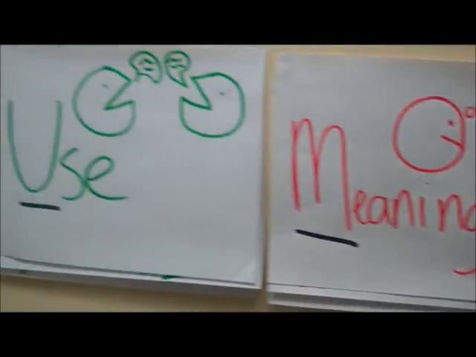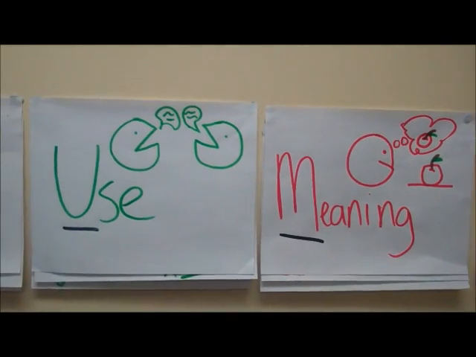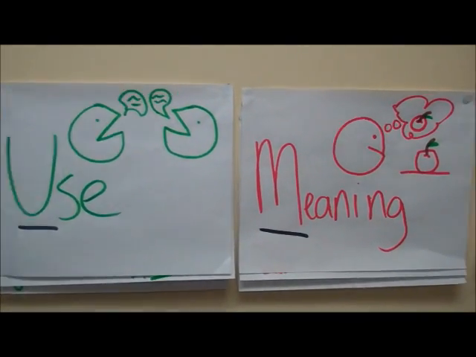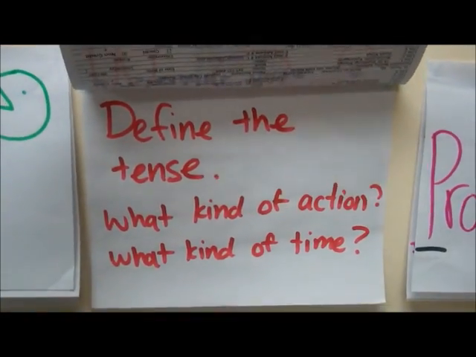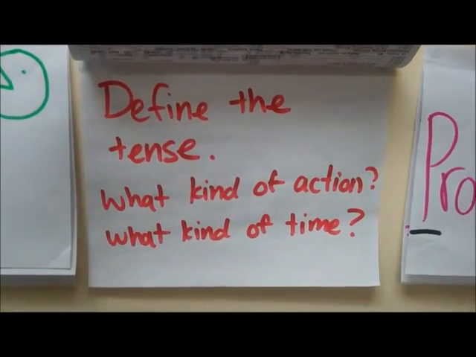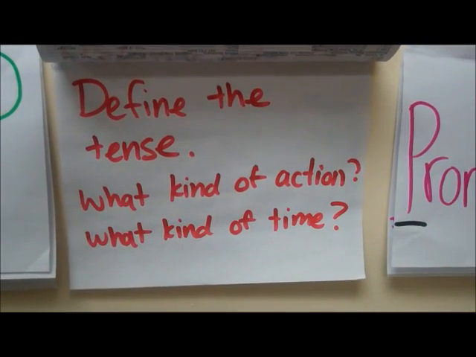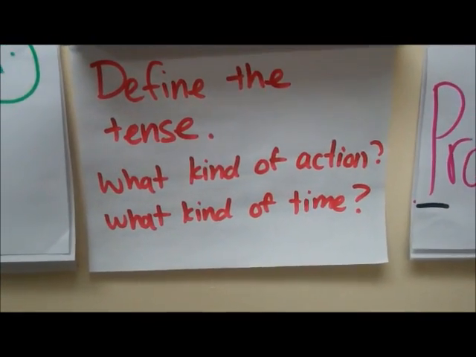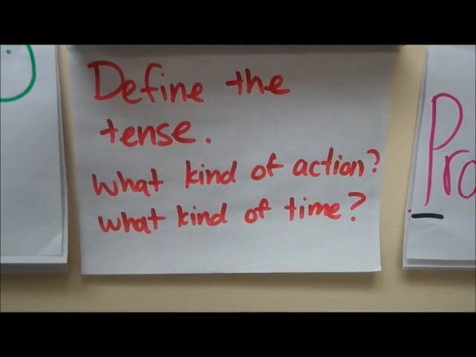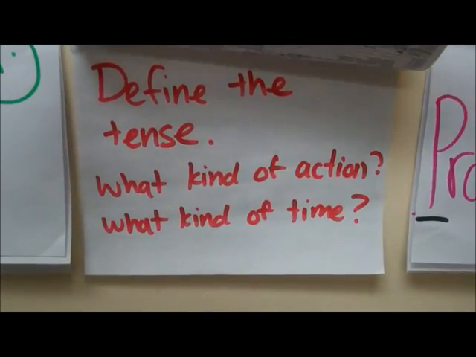Now, it can be a little bit confusing separating the meaning from the use, and with some grammar, they're kind of inseparable. But here we have two distinct things. So typically the meaning is often connected to the tense and the action. What kind of action is it? Is it completed? Is it uncompleted? What kind of time is it? Is it a specific time, a general time? That's often connected to the meaning. There are more elements, but that's just the basic stuff.